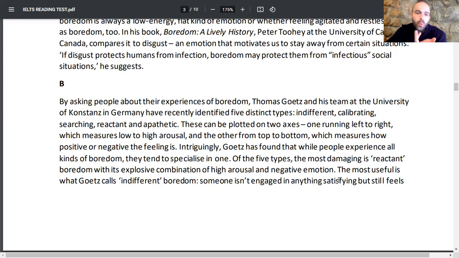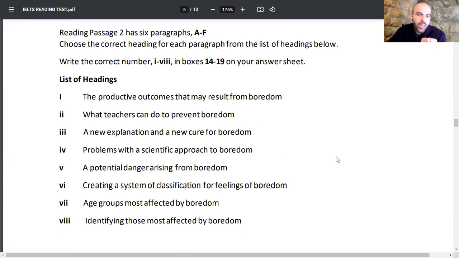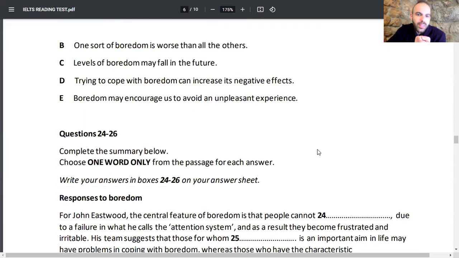So then what is the meaning of this? So then reactant boredom is the worst of all the 5 types of boredom because it's the most damaging. So what is the most damaging? Most damaging means the worst. So where did I see this? So I saw this in which idea? So I saw this in idea B.